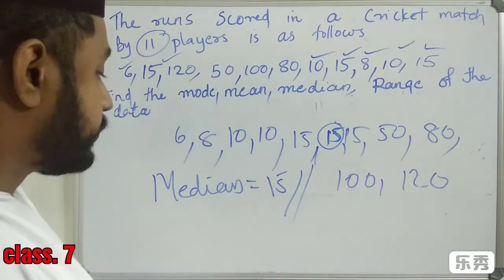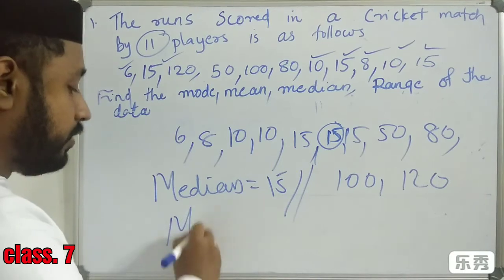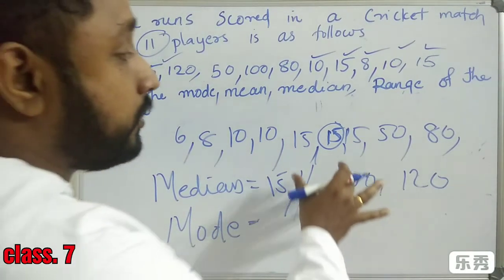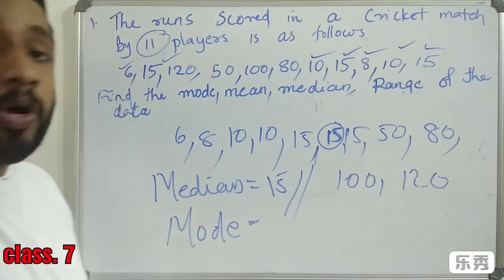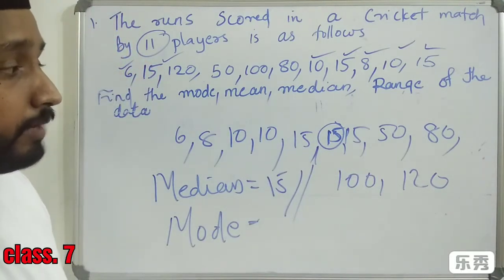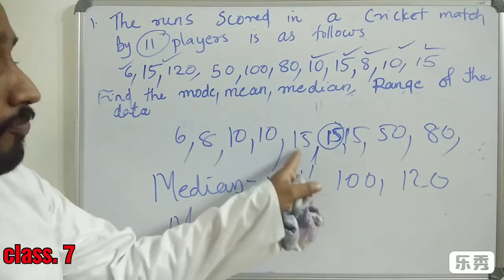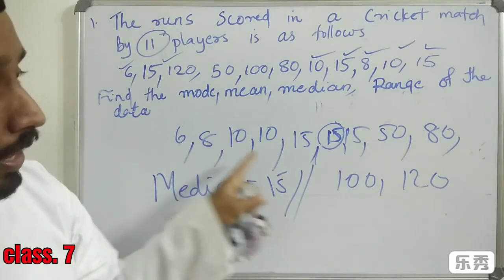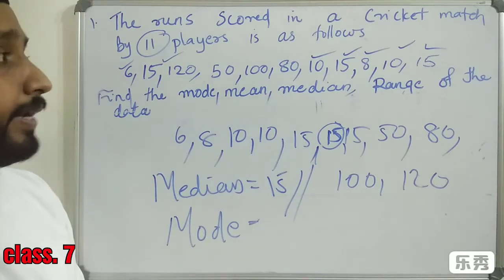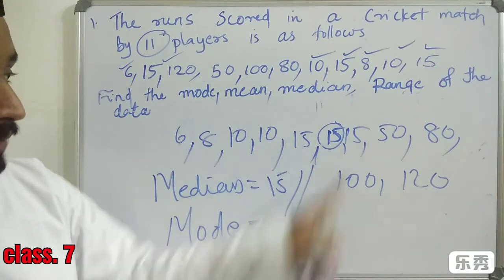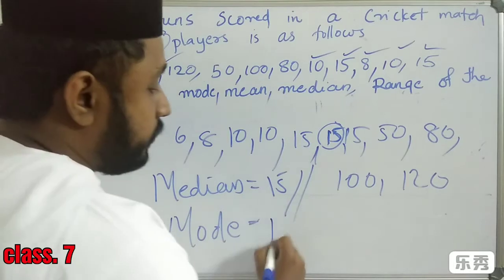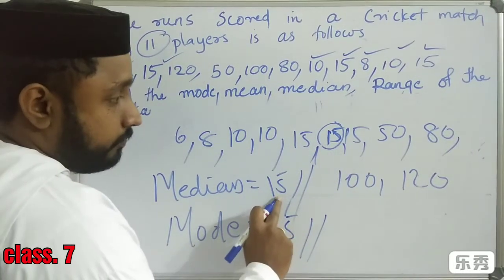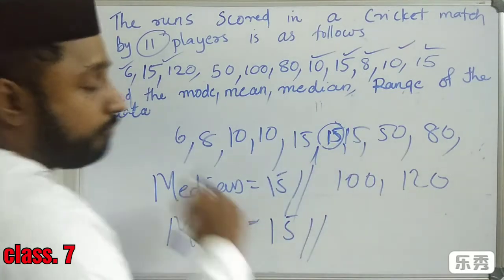Then the next one is mode. What do we mean by mode? Mode is the observation which comes most often. Here 15 comes 3 times, 10 comes 2 times, and others 1 time. So 15 comes 3 times, so the mode is 15.